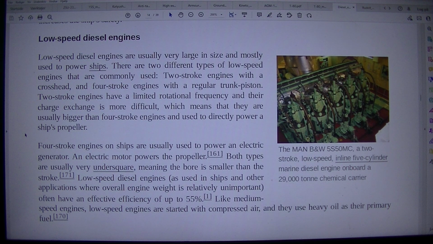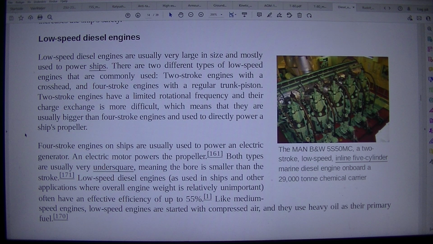Two-stroke engines have a limited rotational frequency and their charge exchange is more difficult, which means that they are usually bigger than four-stroke engines and used to directly power a ship's propeller. Four-stroke engines on ships are usually used to power an electric generator. An electric motor powers the propeller. Both types are usually very undersquare, meaning the bore is smaller than the stroke.